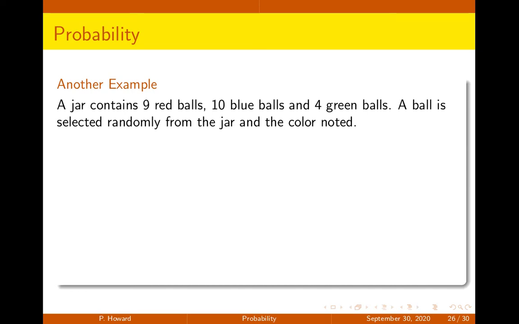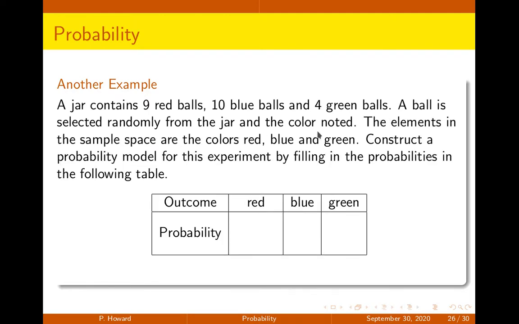Okay, one more example. Well, actually, there are 2 more examples, but we have a jar containing 9 red balls, 10 blue balls, and 4 green balls, and we're going to select a ball randomly from the jar. So each ball has an equal chance of being chosen, but what we're going to note in this case is the color. The sample space is going to be the colors red, blue, and green.